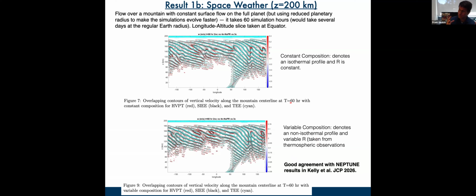This is actually a simulation of a full planet, the whole 3D planet. What I'm showing you in these figures is just a slice of the longitude direction in the horizontal, and the height or altitude in the vertical direction. And it's taken at the equator. The nice thing about the simulation that we've been doing with NUMA is that we're able to change the radius of the planet very easily, and obviously the rotation of the planet.